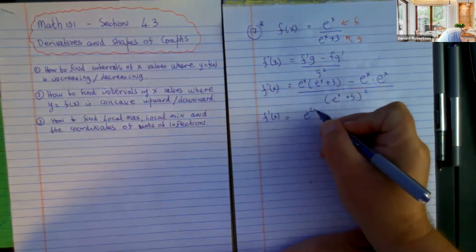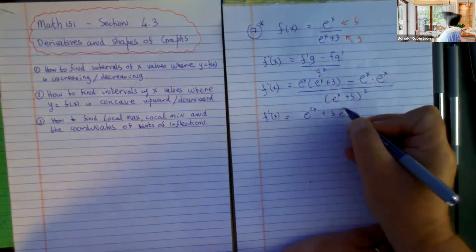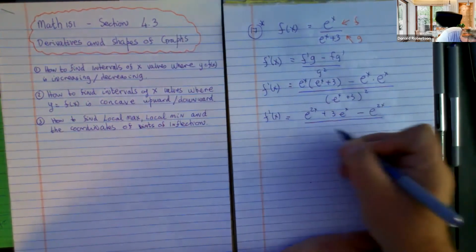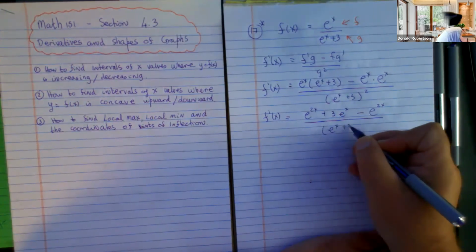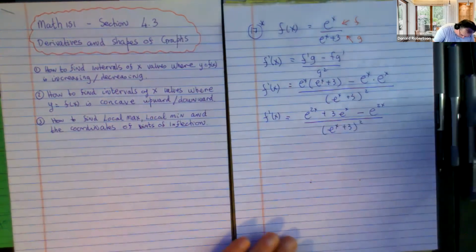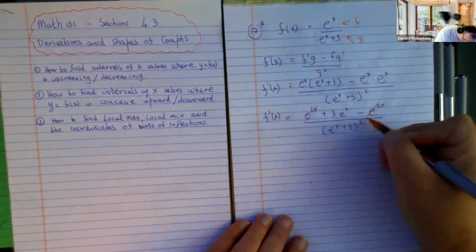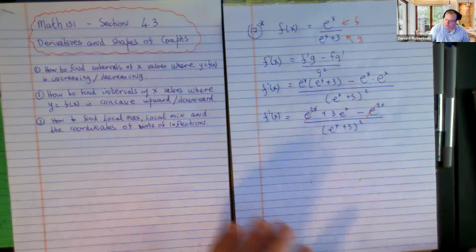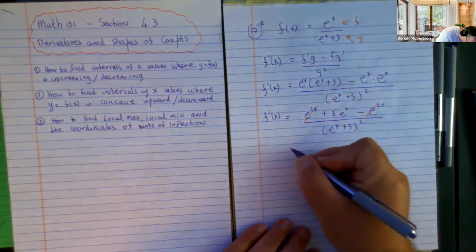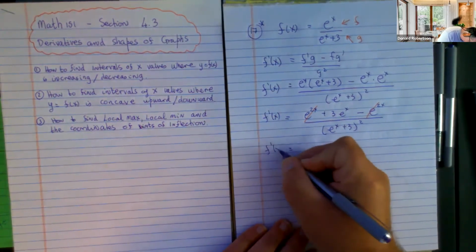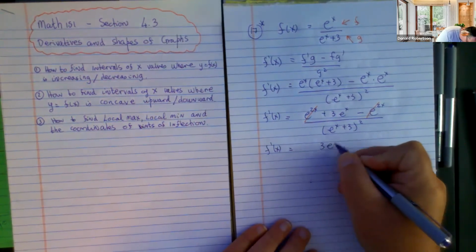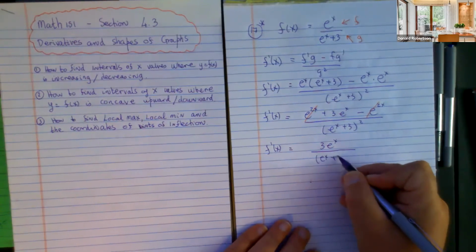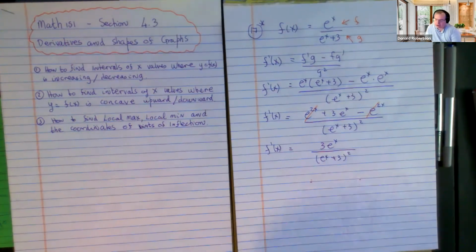e to the 2x plus 3e to the x, take away e to the 2x, all over e to the x plus 3 squared. Hasn't that at least made it doable now, right? It's not anywhere as bad as I thought it was going to be. So, I'm not saying it's easy, but that's a lot nicer than it could have been.